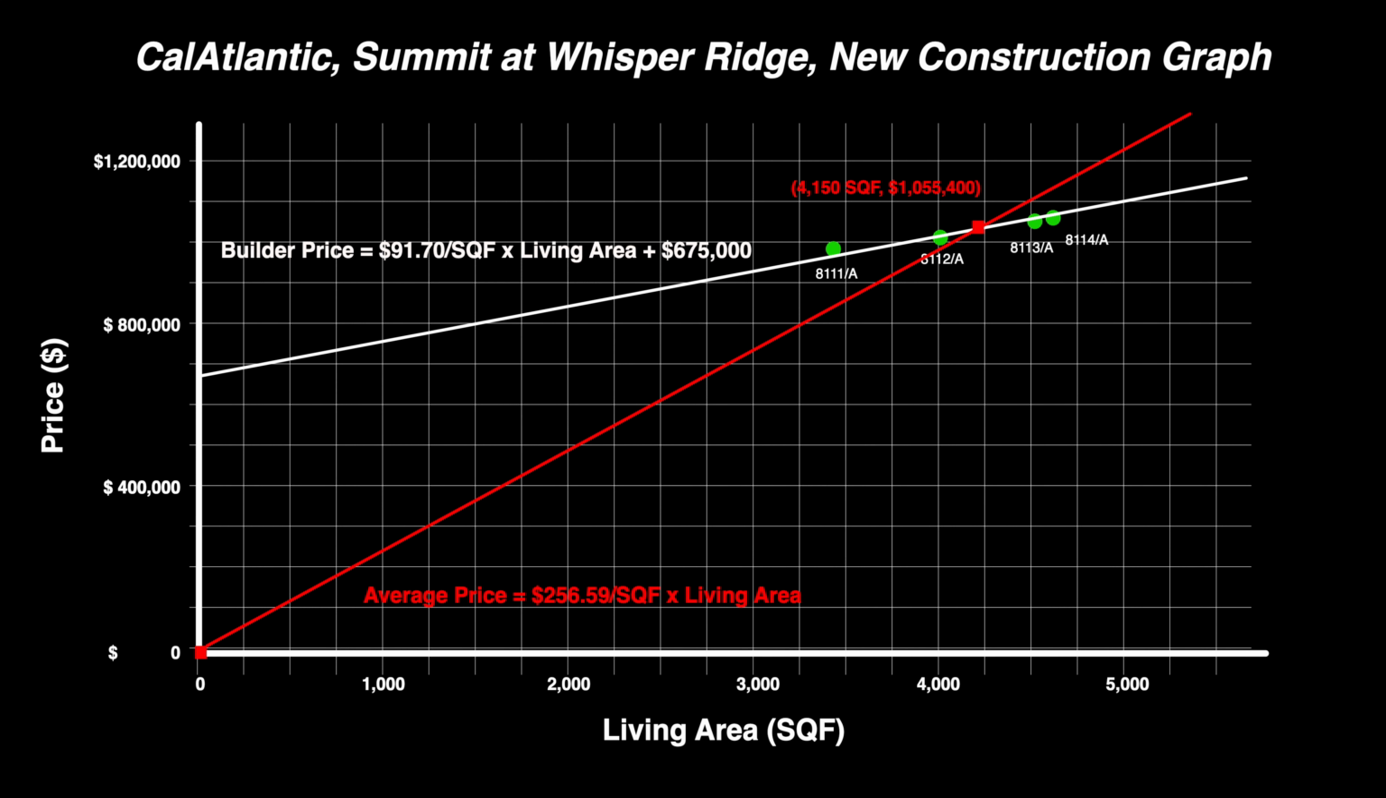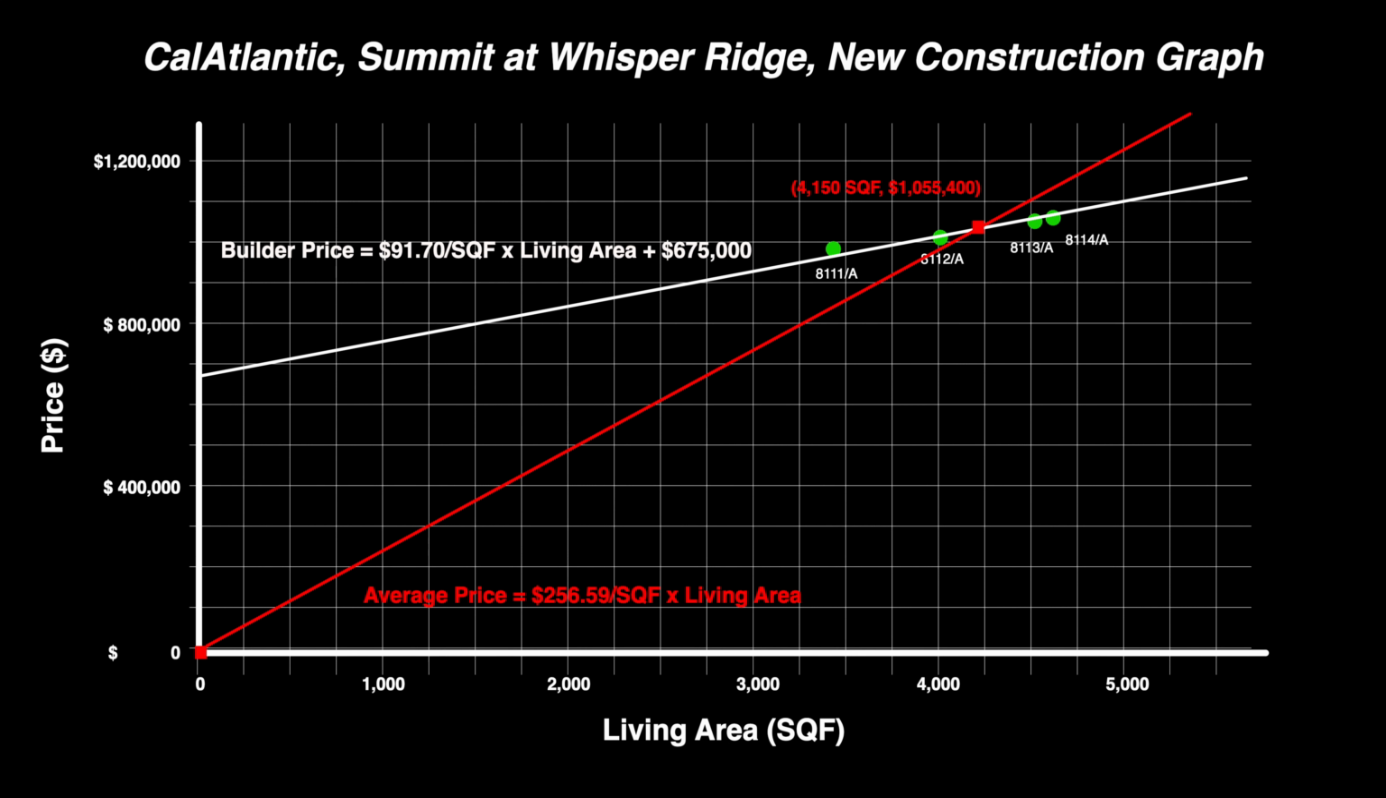Notice, there is no lot value of $675,000 in this equation, as there is with the builder price trend line equation. Why? Because it's zero. And this is the big problem with valuing homes using the average price per square foot method. It always makes the assumption that the value of the land is zero.